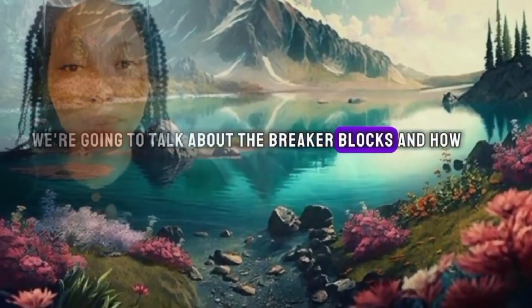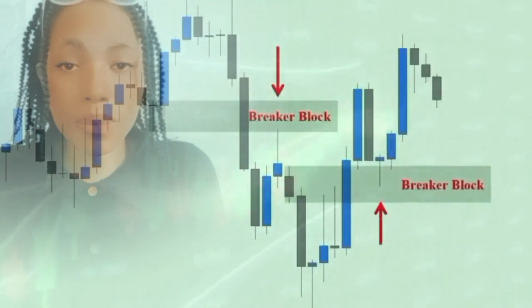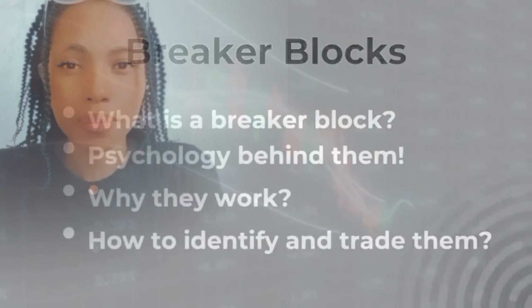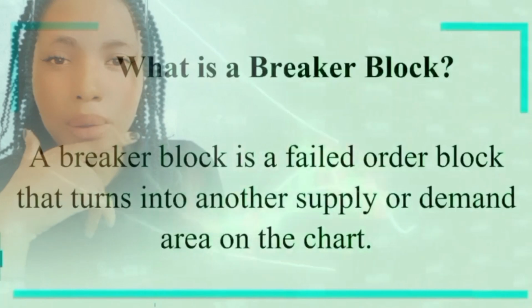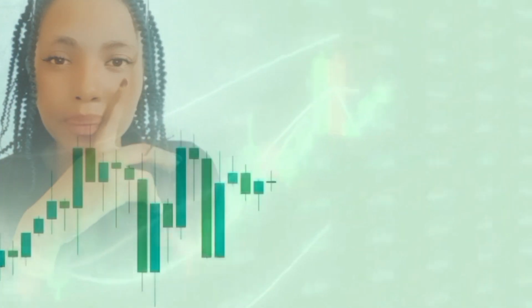become profitable. So guys, we're going to talk about breaker blocks and how you can use this concept to improve your chart analysis. We will explain what a breaker block is, the psychology behind them, and why they work, and also how to identify and trade them. Now, what is a breaker block? A breaker block is a failed order block that turns into another supply or demand area on the chart.